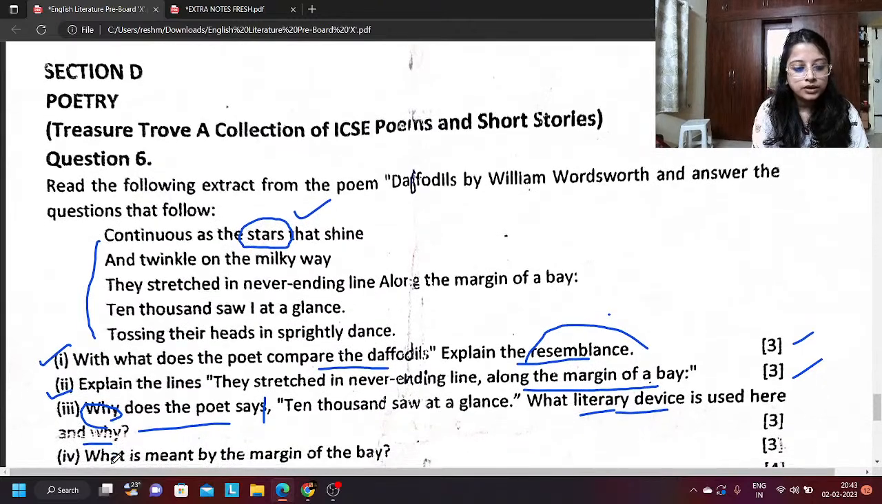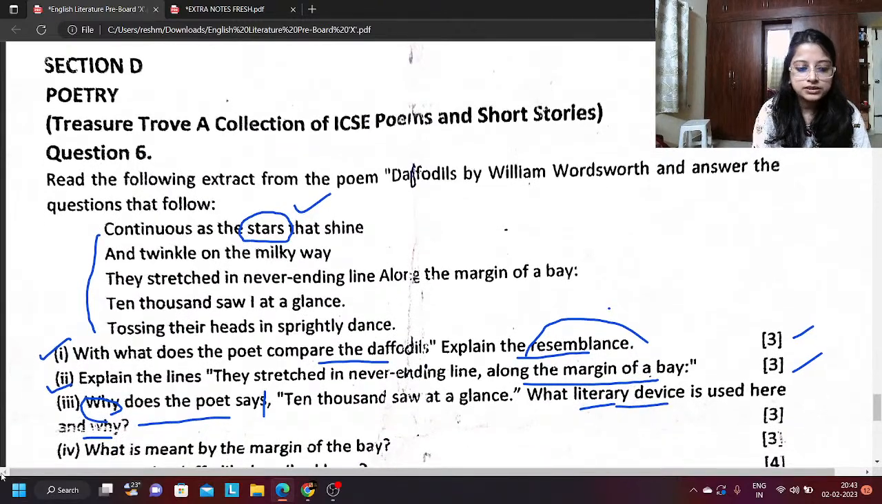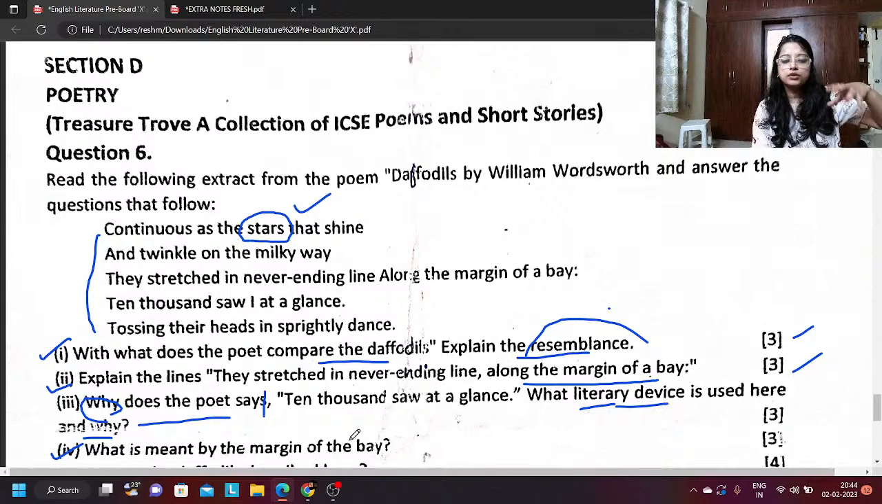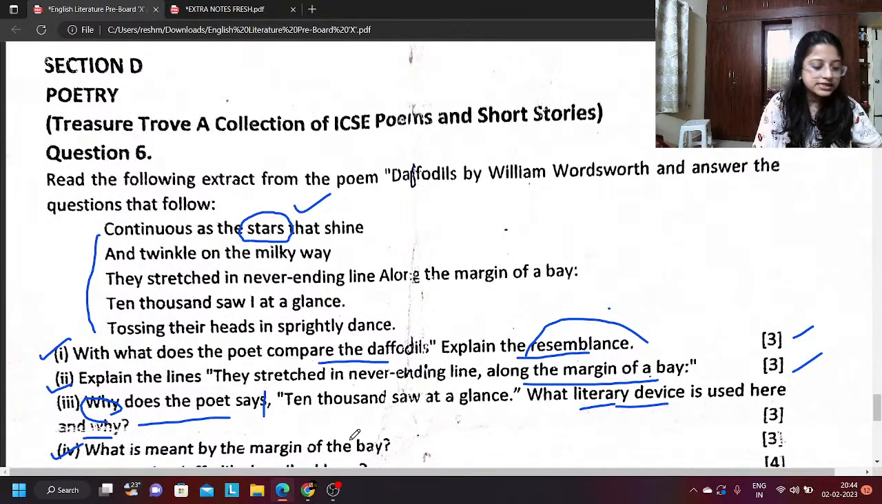Let's move to the fourth one. What is meant by the margin of the bay? This is also very simple. Very simple questions has come from daffodils. Okay. Margin of a bay मतलब क्या है? मतलब वो जब घूम रही थी वो लेक डिस्ट्रिक्ट था. तो वो जब एक टर्न लेके वो लेक डिस्ट्रिक्ट के सामने आया तो उसने देखा क्या कि पूरा एकदम मतलब साइड बाय द बैंक ऑफ दैट बे or by the bank of that water body there was a constant stretch of bright yellow wild flowers called daffodils. Okay, so that is what it means by margin of a bay.